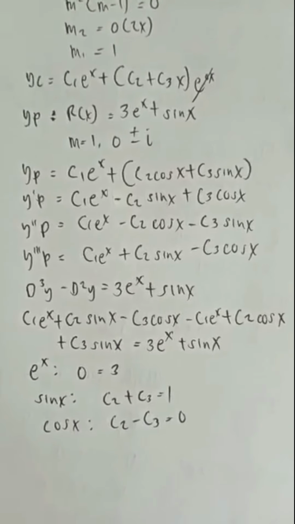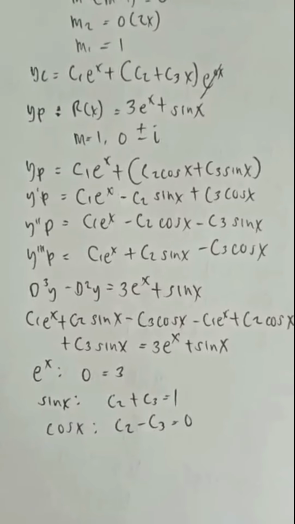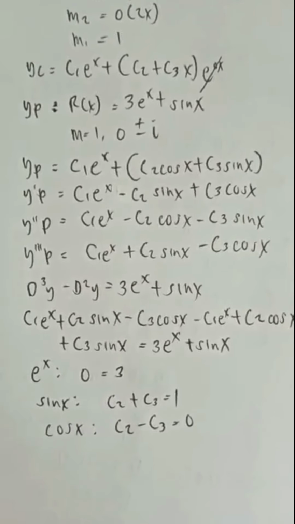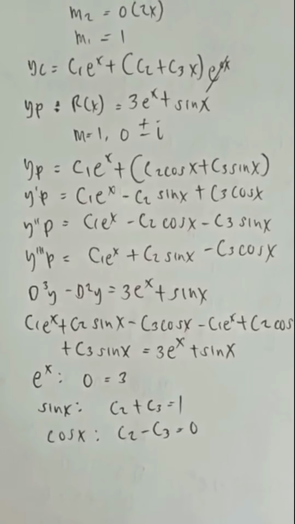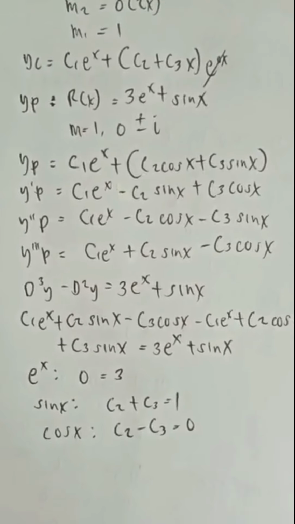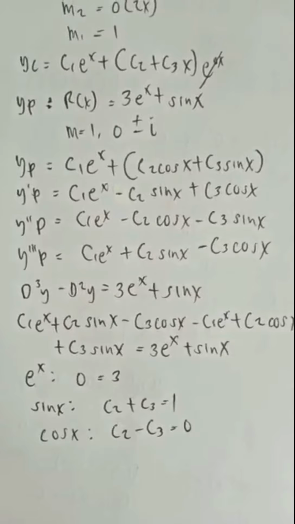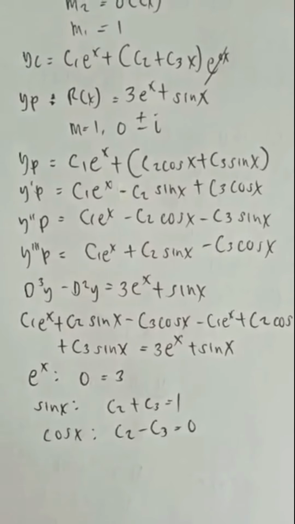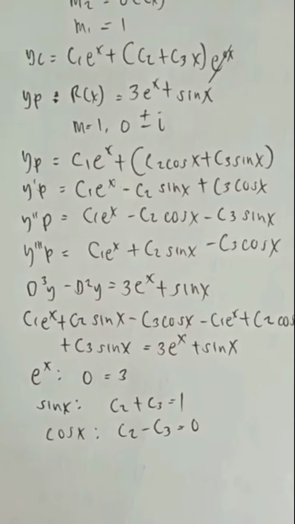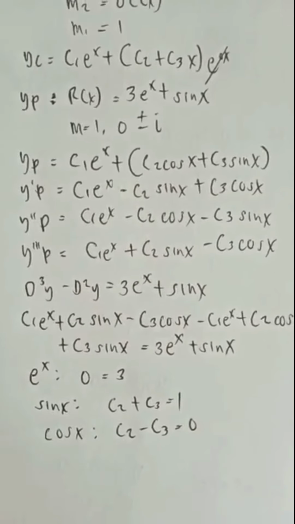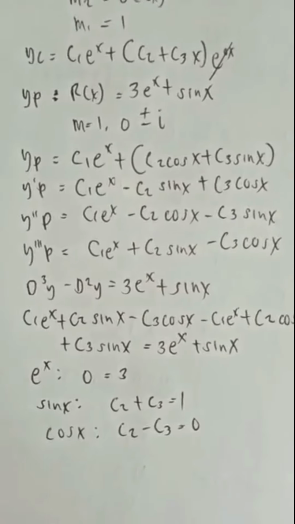Next is equate coefficients. So, magsisimula tayo sa e raised to x. Dito sa may left part, 0 kasi c1 e raised to x minus c1 e raised to x is 0. Makakancel out sila. Dito naman sa may right part, ang coefficient ng e raised to x ay 3. So, 0 is equal to 3.